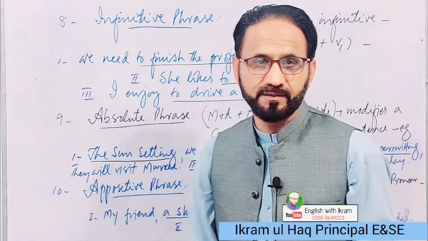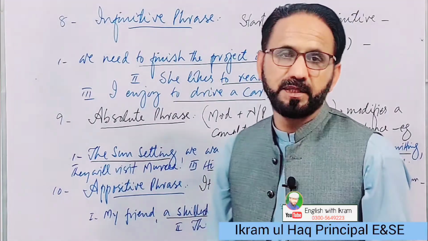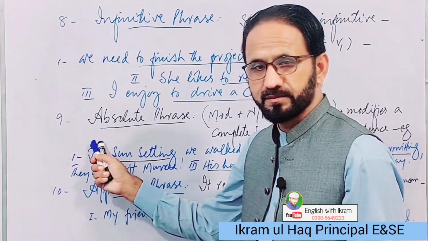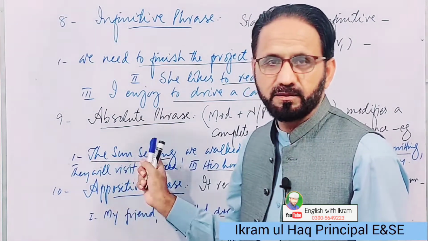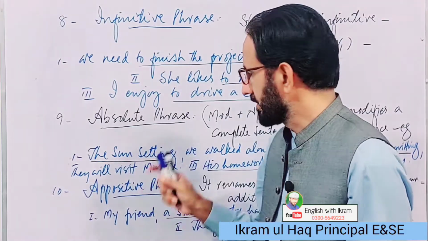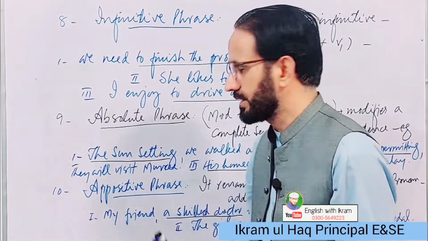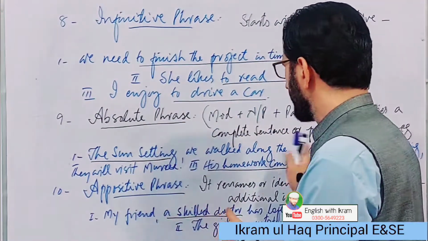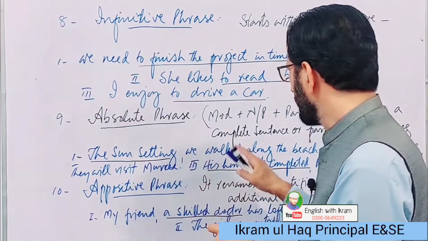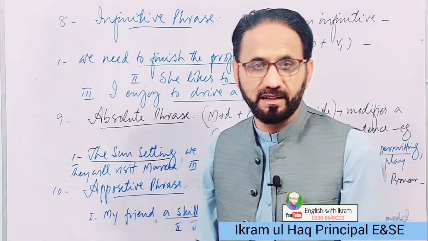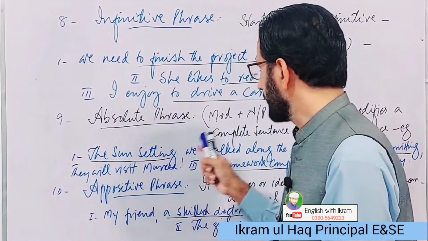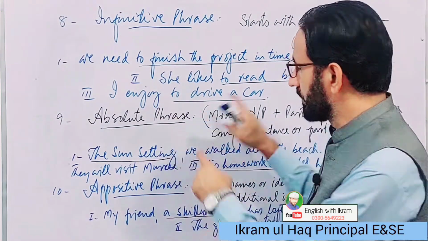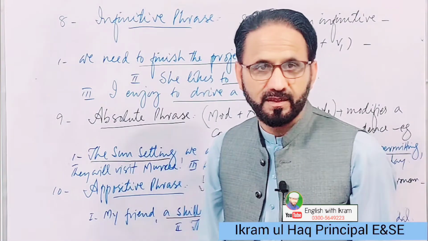The sun setting, we walked along the beach. The sun setting: modifier plus noun plus participle, and there is a comma after that. We walked along the beach is another part of the sentence, a complete sentence, an independent clause. We walked along the beach, and this, the sun setting, is modifying a complete sentence, right?